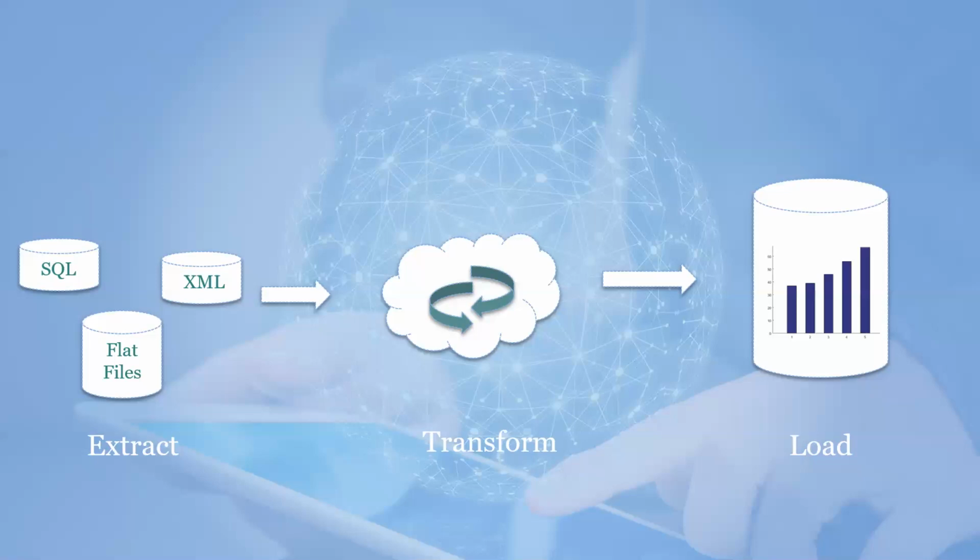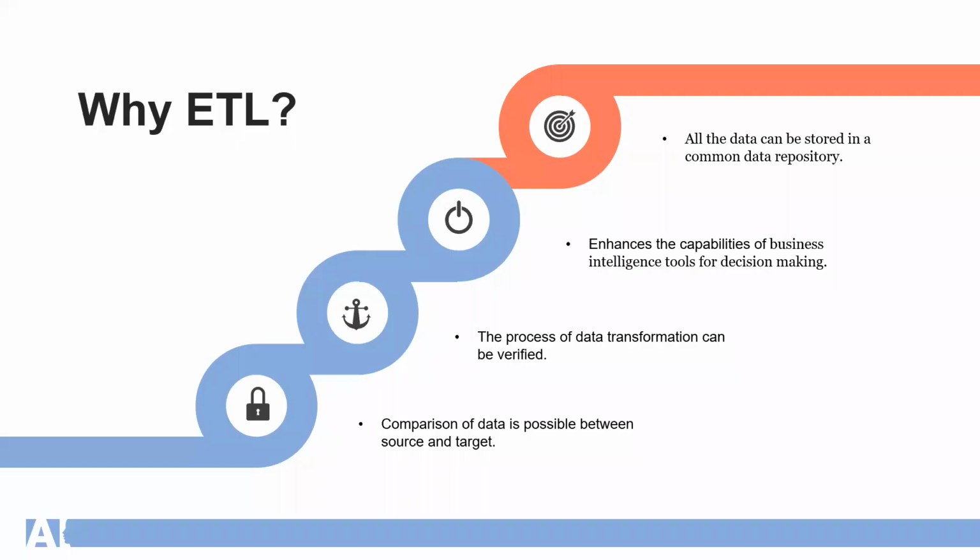Data can be loaded all at once or in scheduled intervals. If you're loading the data all at once, then it is called full loading. When you're doing it in scheduled intervals, that is called incremental loading. Okay, so this was the process of ETL, just an overview for you to understand.